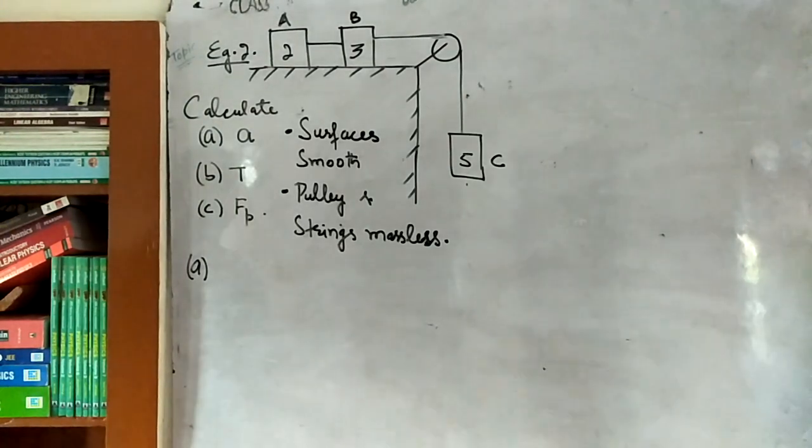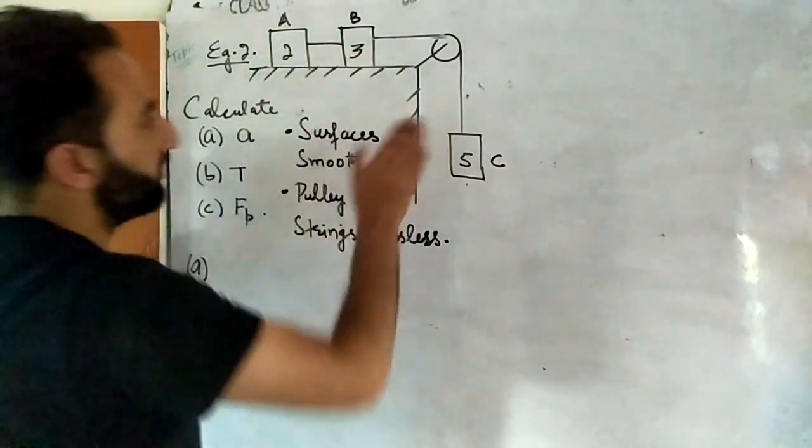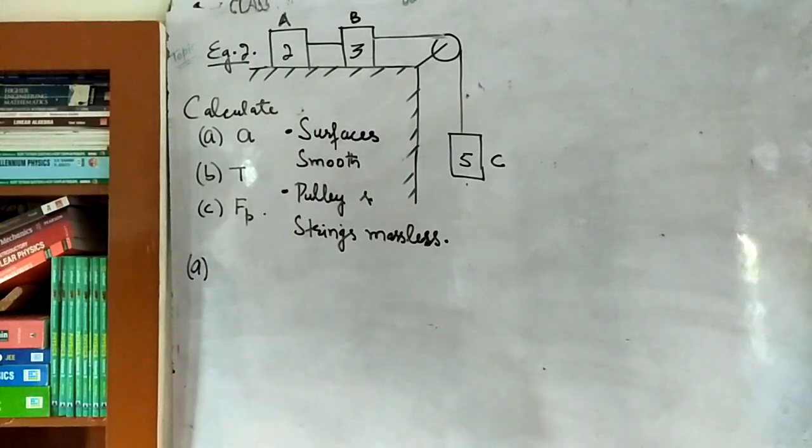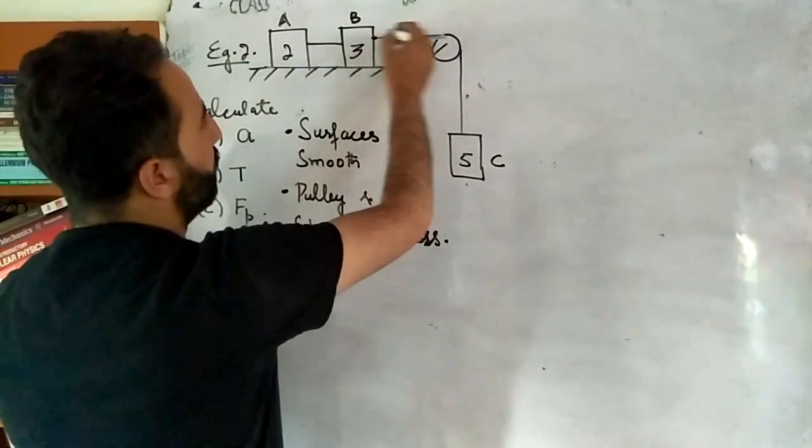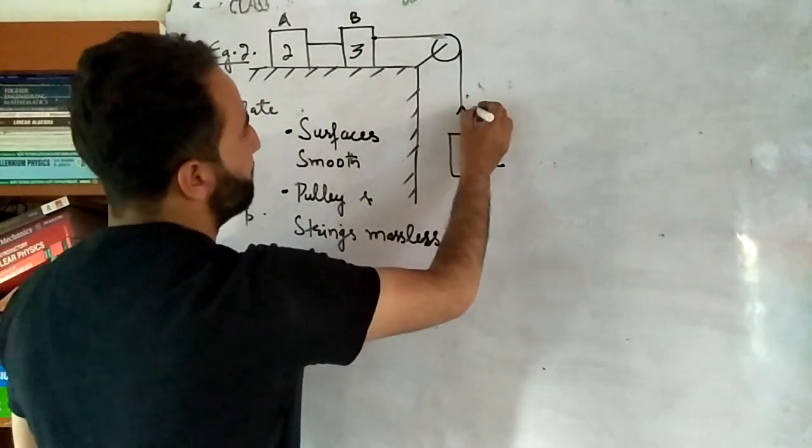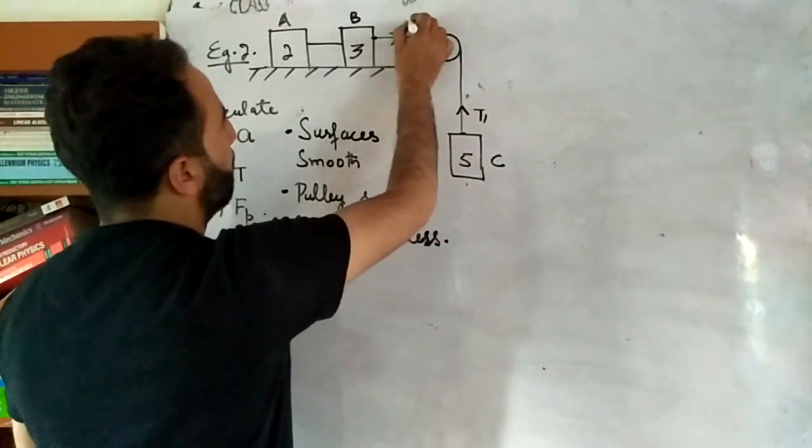Okay, concentrate on example number 2. So now there are 3 different blocks: block A, B, C. Masses are mentioned: this 2 kg, this 3 kg, this one is 5 kg. Now the same question: you are supposed to calculate the acceleration and the tensions in the strings. Now there are 2 strings. One string from this very point. Suppose the tension in this string is T1, so here it will be T1.